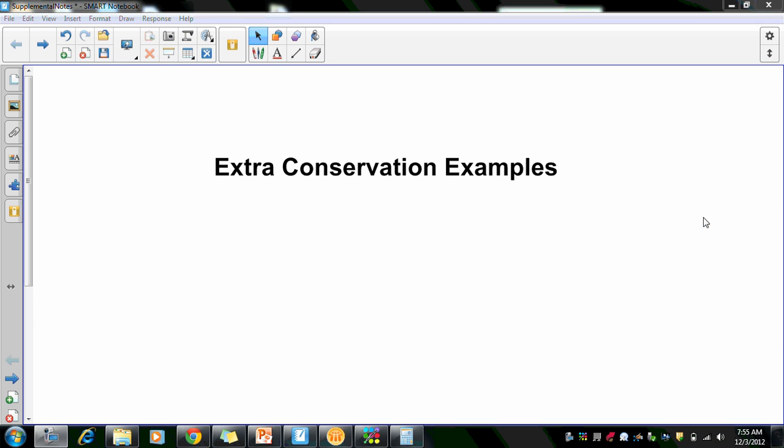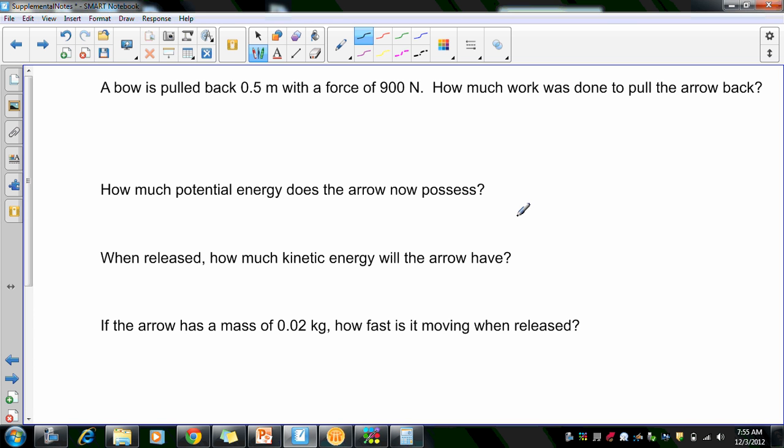So in this video, I'm going to do a few extra problems dealing with conservation of energy, and it will add in a little bit from work as well. So the first one is a bow is pulled back 0.5 meters with a force of 900 newtons. How much work was done to pull the bow back?